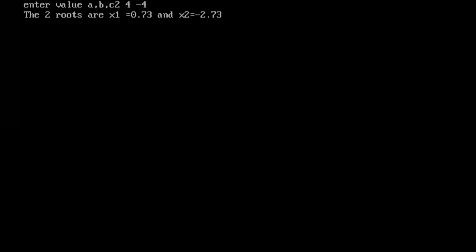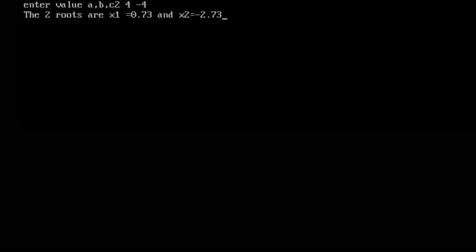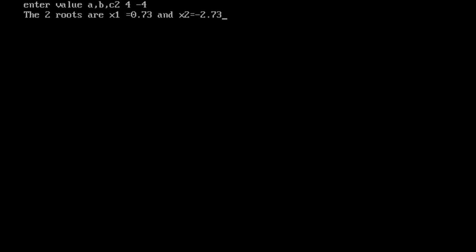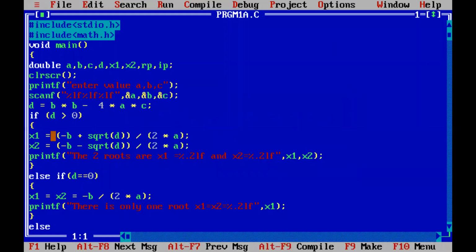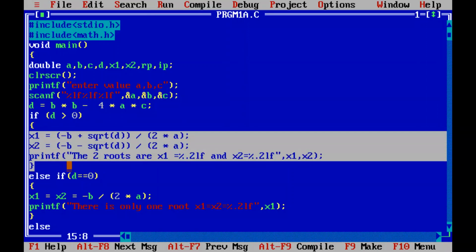I had sent you one more thing, that is three conditions. Why am I asking you to check all the three conditions? In the first case, when I gave 2, 4, minus 4, that checks only the condition when D is greater than 0. So this part is checked, but that doesn't mean that the whole program is correct. So you have to run again.